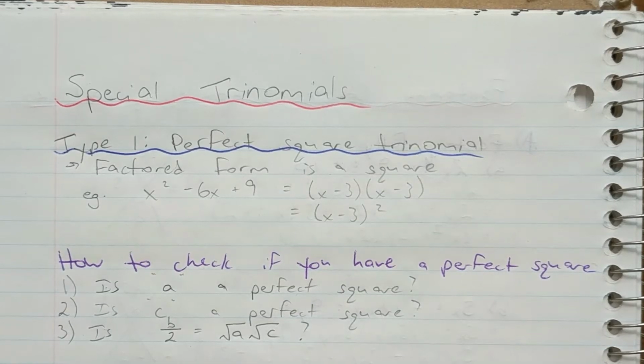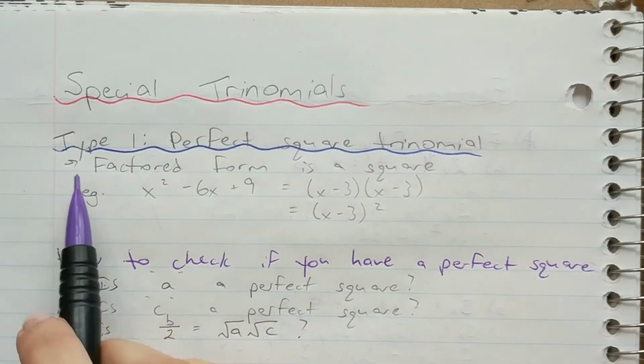Hey everyone, in today's lesson we're going to talk about special trinomials. These are trinomials that have quick steps to factoring, and so you can factor a little bit faster and expand a little bit faster once you get the hang of it. All of the usual factoring methods that we have done previously will work on these trinomials, but these are just faster ways to do it.